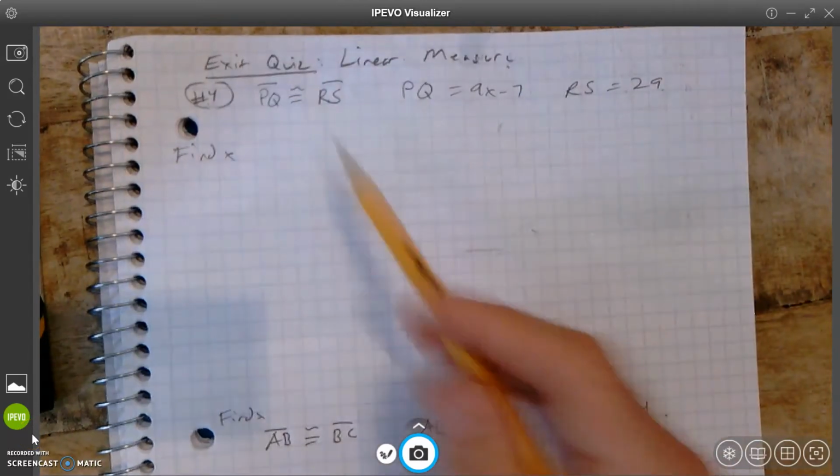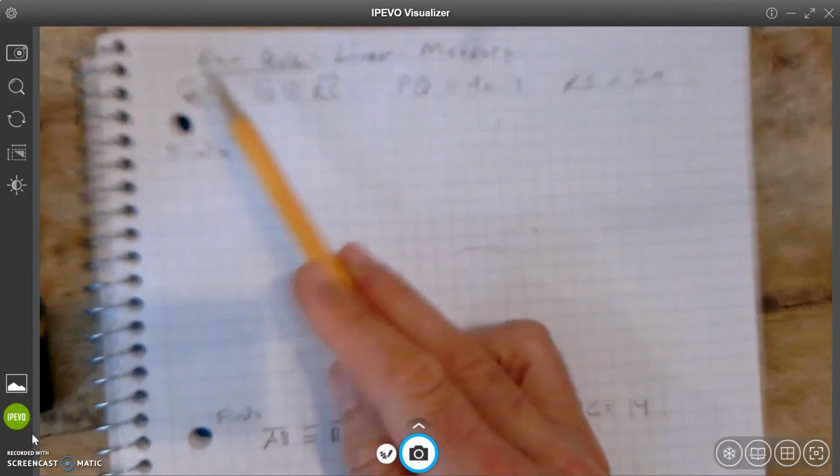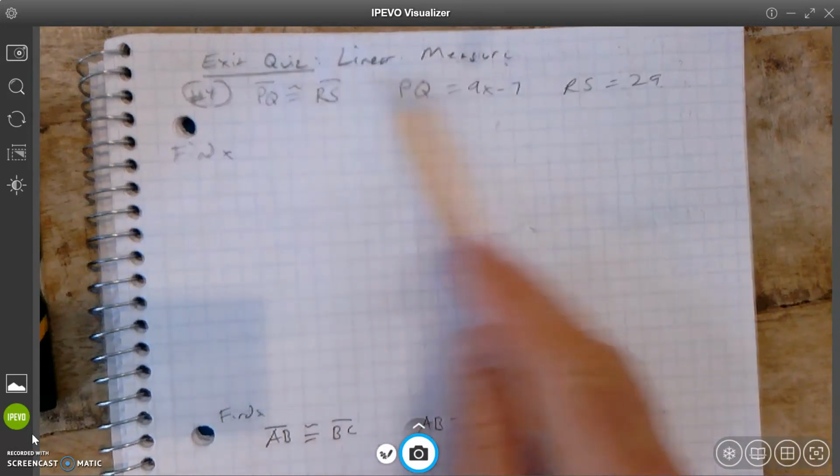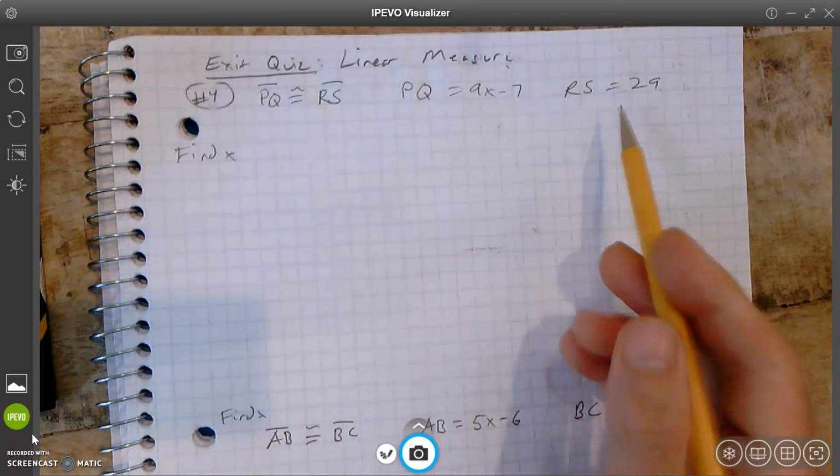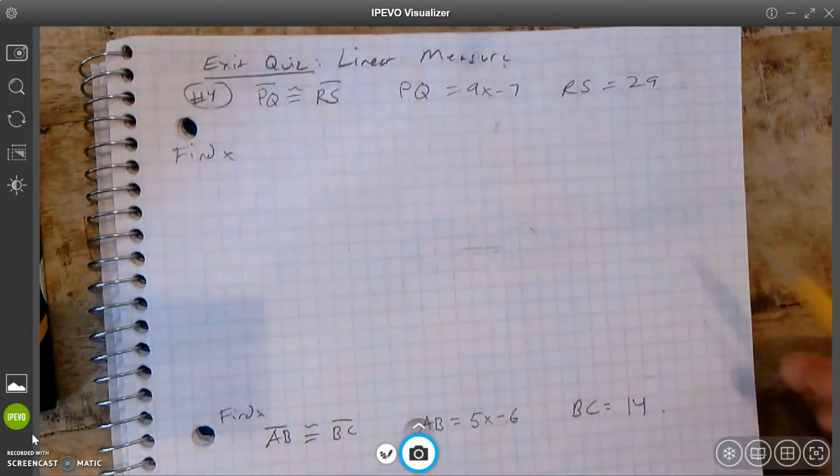Okay, so here's another one. Look, here's one from the ExaQuiz on Linear Measure. This one was number 4. A lot of people mess this one up, and that's okay, because now we're going to fix it. If you got this one right, that's great.